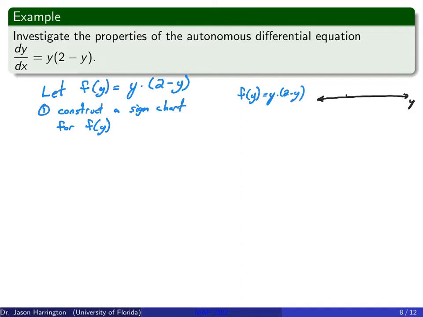If I put in 0 for y, then f of y is going to be 0. And if I put in 2, I also get that f of 2 is 0. So those two points, i.e. those are where f of y is equal to 0.